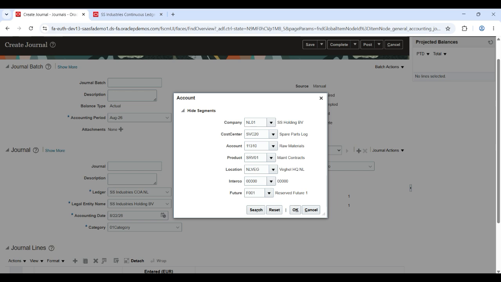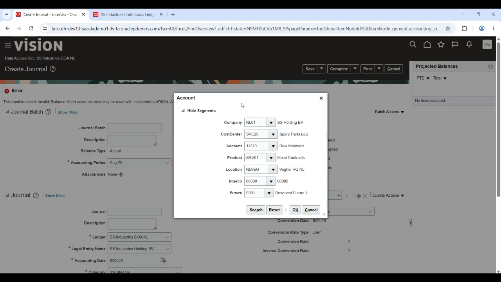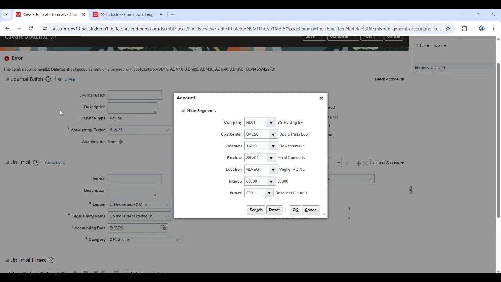The next scenario for the cross-validation testing is that the service cost centers are not allowed with inventory 11310, and it is blocked. The data for this cross-validation rule testing is entered, and the error message is displayed.